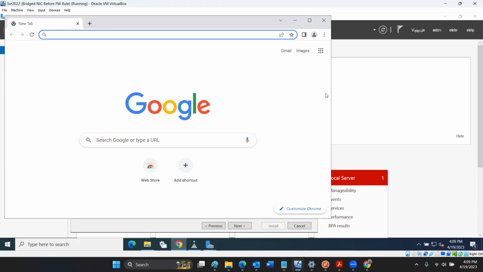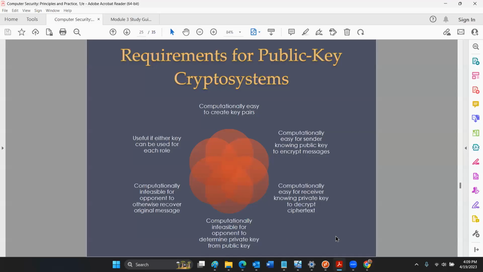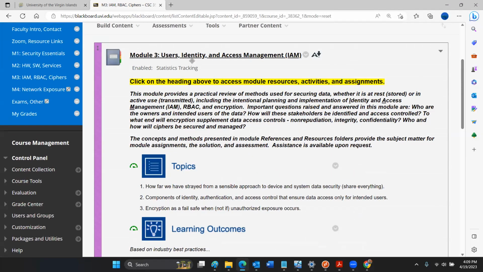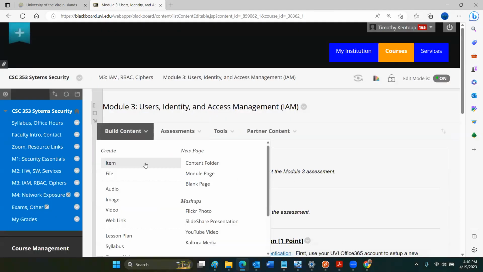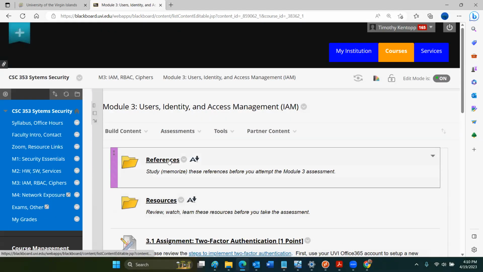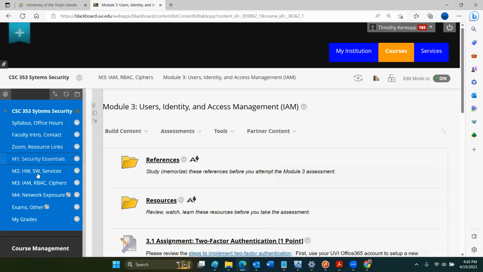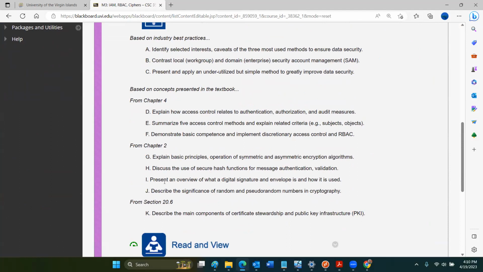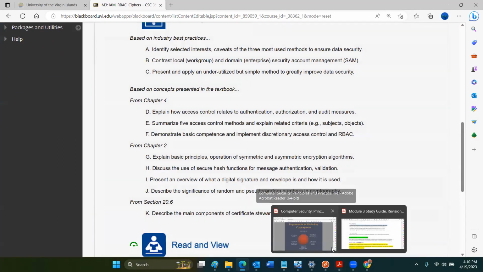Does anyone have any questions? Yeah, is this PowerPoint going to be on Blackboard? Yes. Okay. Yes, it is on Blackboard. In fact, it's in here and it should be inside under either the references or the resources. It's chapter 2. So when you look at this from chapter 2, that's exactly what we're looking at right now.